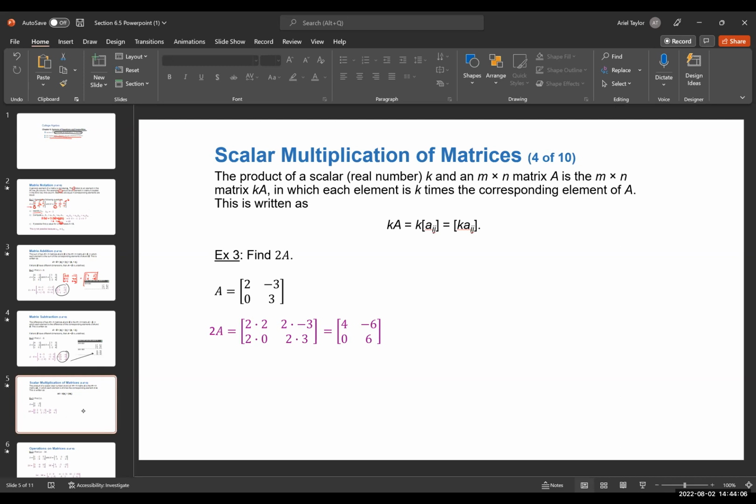Okay. We can also multiply by scalar. So 2 times the entire matrix. Obviously, that means you're going to take each entry and just multiply it by 2. So each of those entries is multiplied by 2. But you could also put in your calculator and allow the calculator to do this for you.